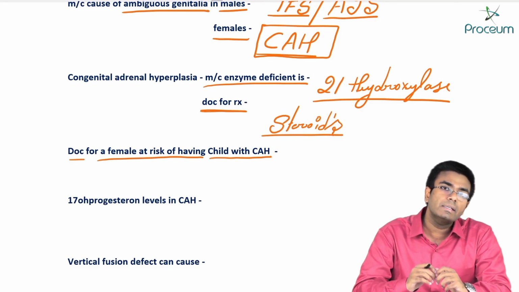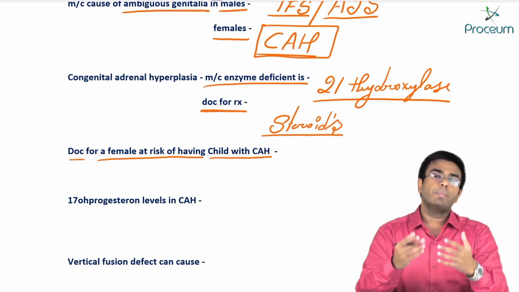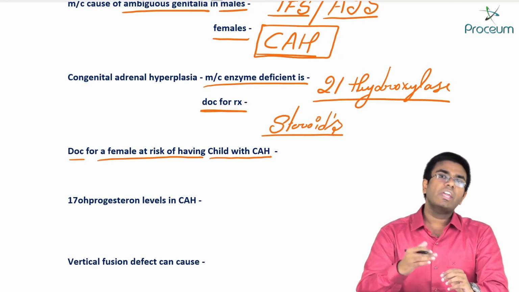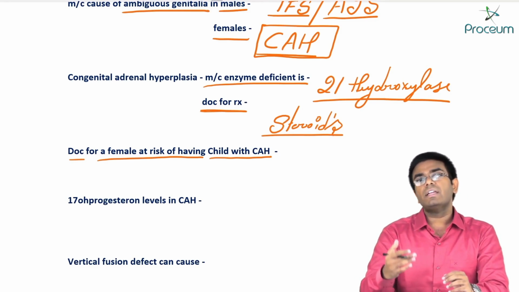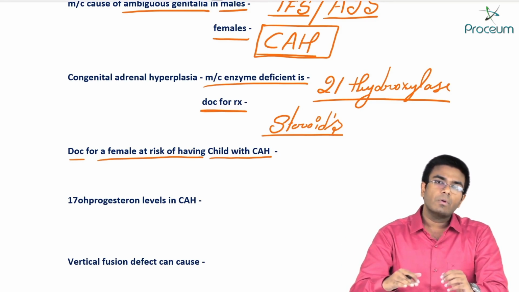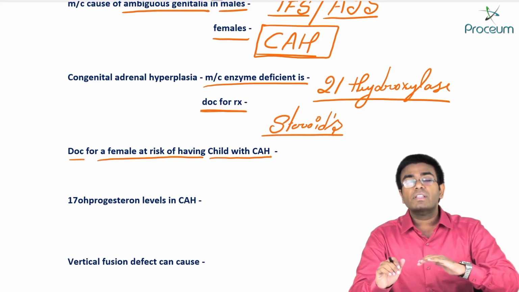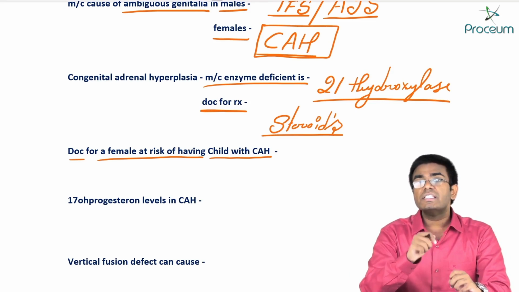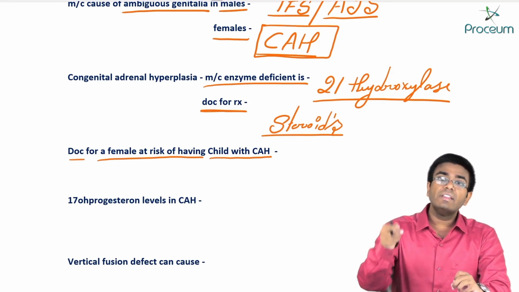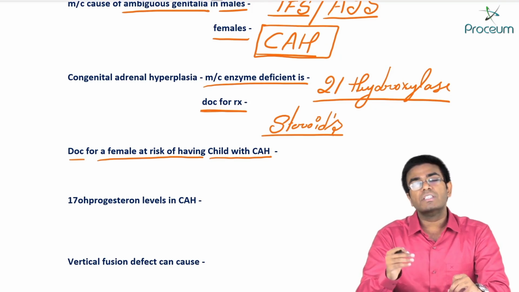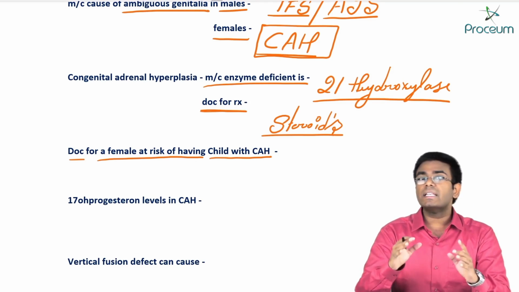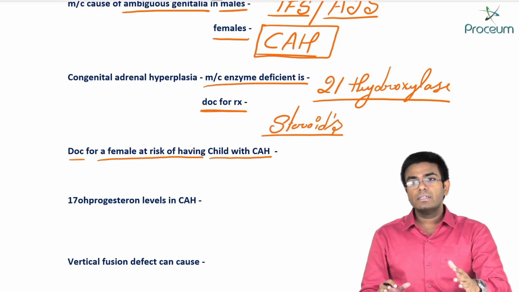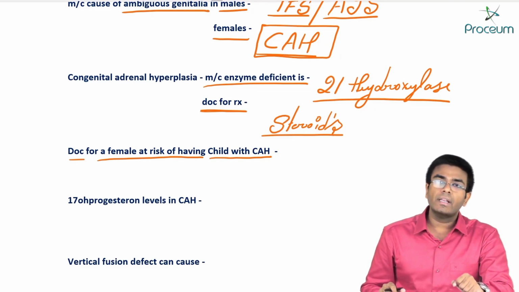What do I mean by this? See, there is a female. She is having her first pregnancy, and she gave birth to a child who is having congenital adrenal hyperplasia. Well and good. Now, next time, she is again pregnant. This female is at risk that even this second child can have congenital adrenal hyperplasia. So she is at risk of giving birth to a child who can have congenital adrenal hyperplasia.